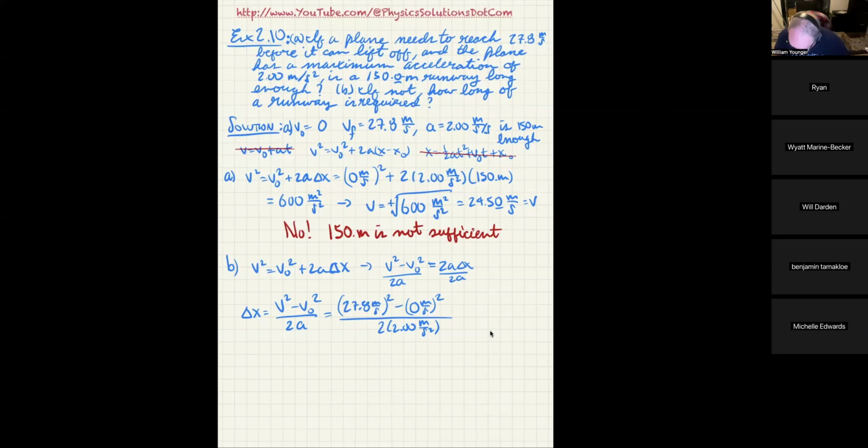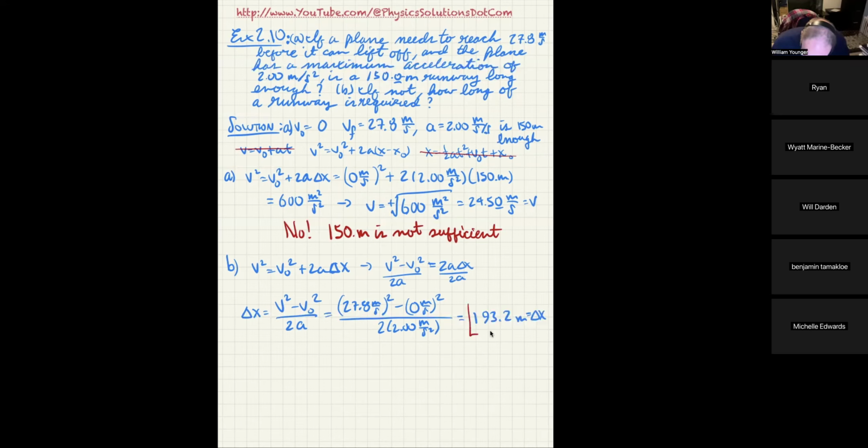So if I take 27.8 and I square that, I get 772.84. Now I'm going to divide that by 2 times 2, which is really 4. So dividing 772.84 by 4 gives me 193.21. So I get 193.2 meters is the minimum length of the runway.